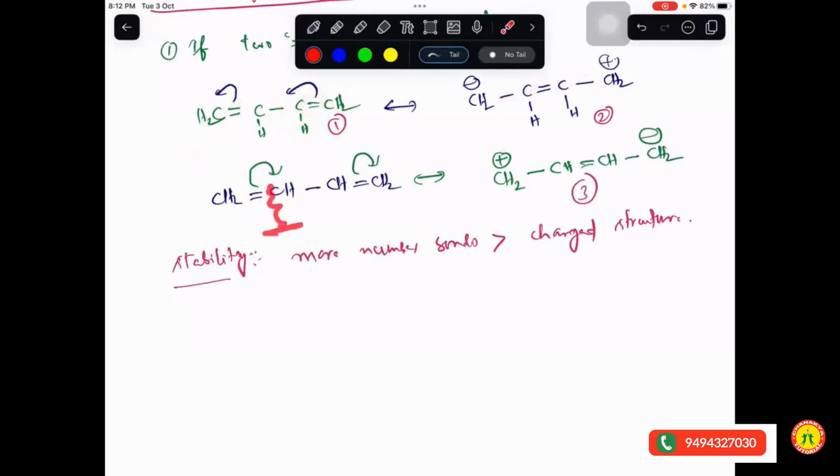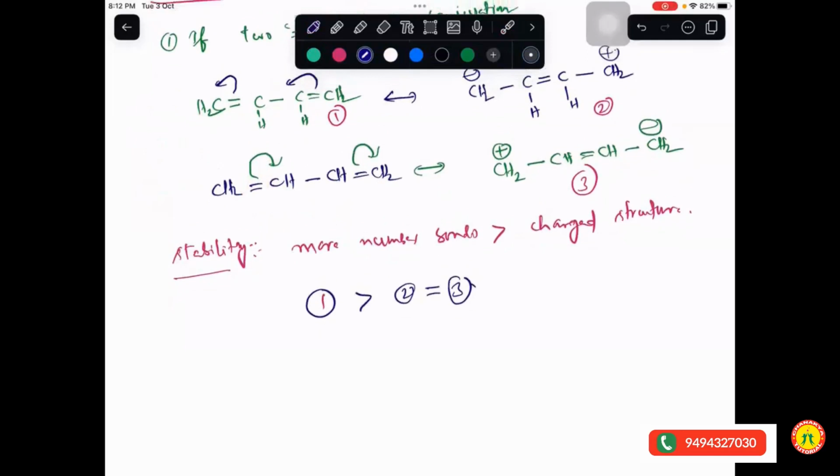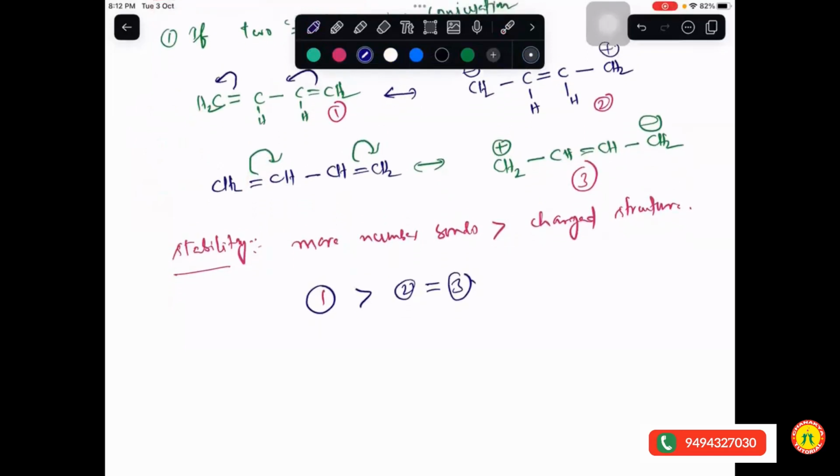You know already, whenever a bond is forming, it releases energy. So the more bonds form, the more energy it releases, and it becomes more stable. So that's why, when you come to the stability order, the first structure is the most stable, after that the second one, equal to the third one. Got it? Next one.